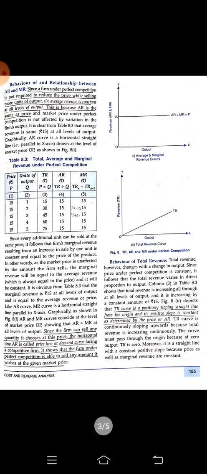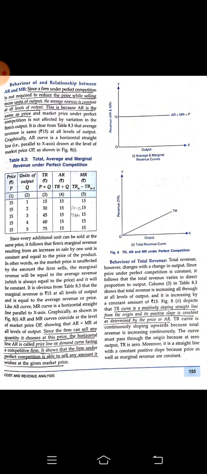So what is the behavior of and relationship between AR and MR? Since a firm under perfect competition is not required to reduce the price while selling more units of output, the average revenue is constant at all levels of output. This is because AR is the same as price. So in this table 8.3, we can see that the price is same, AR, that is the fourth column, is also same, and MR, that is the fifth column, is also the same.